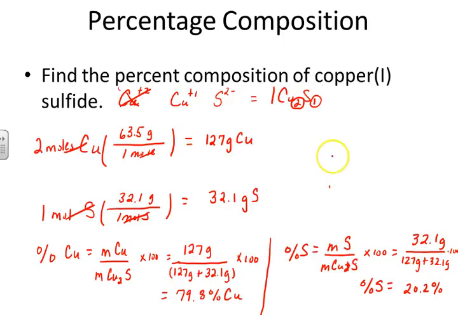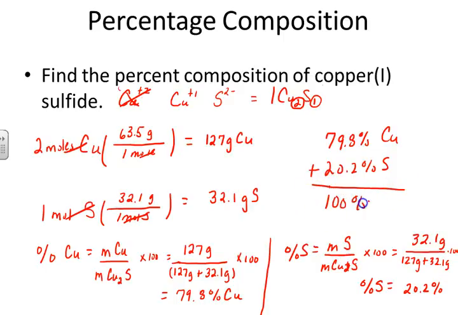Of course, we only have 2 elements here, so 79.8% copper plus 20.2% sulfur gives us 100% of Cu2S. So we can always add up the percentages and check for the 100%. Okay, next problem.